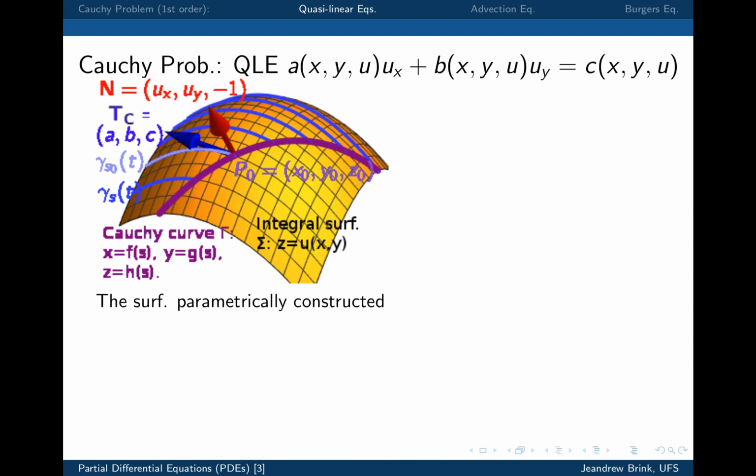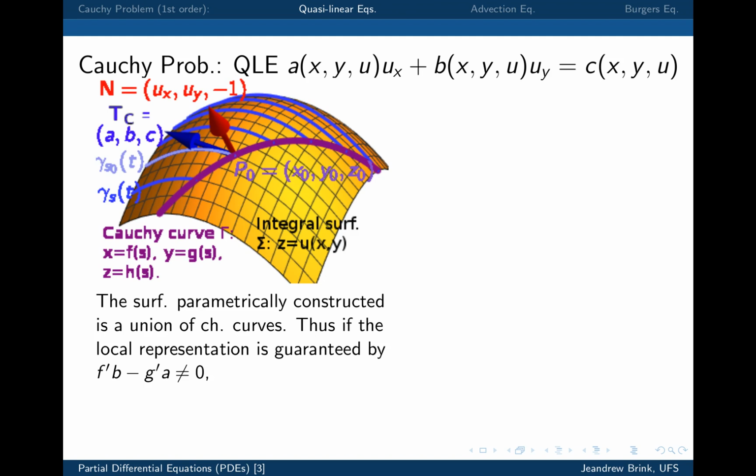So we now have our surface that's parametric, constructed out of the union of characteristic curves. If the local representation is guaranteed by this condition over here, then by the theorem of lecture 2, we basically have that the surface is unique. All we had to do, because we have the theorem of lecture 2 in the background, which identifies the union of characteristic curves uniquely with the integral surface, and vice versa. The integral surface can always be described by the union of characteristic curves. Once we've proven existence, uniqueness follows, which is nice.